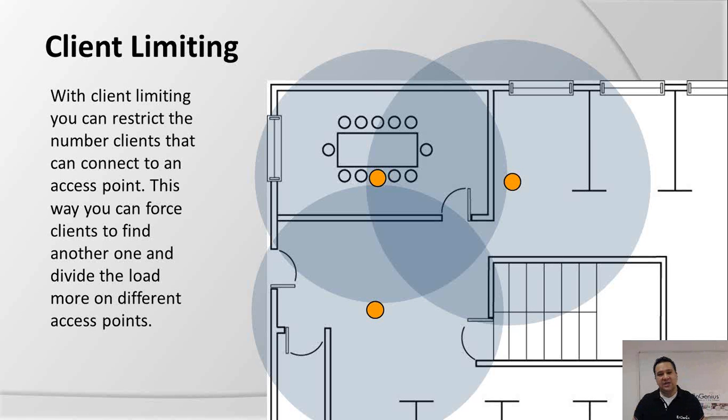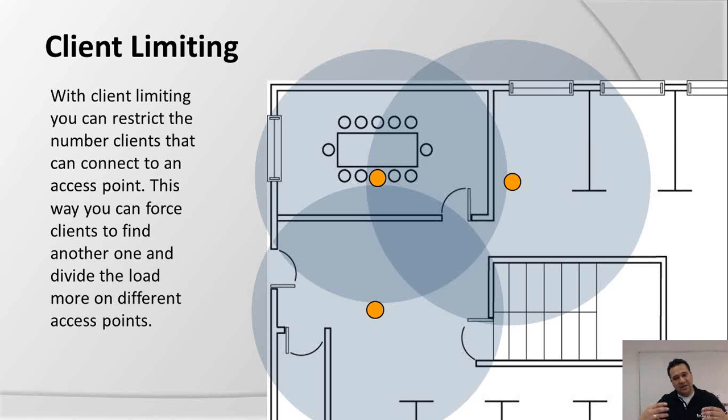Using client limitation, I would do more access points, but I lower the quantity of clients that can connect to the access point. For instance, I would do 40. That means that the first 40 can connect to the first and strongest access point, and they will have a connection. But client number 41 will not have a connection, and then it will go to the second strongest access point, to connect there.